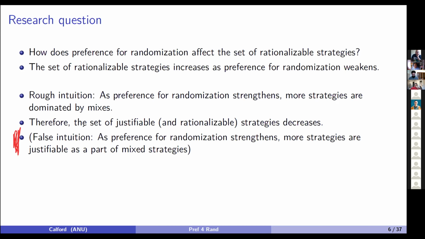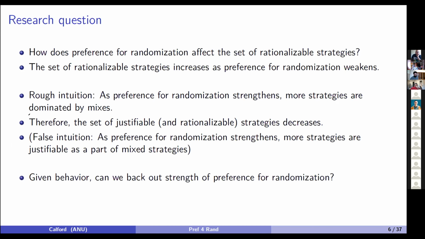Yeah, I'll give a more formal definition later that is a little bit different from that, but the intuition is exactly that. And the other side of my research question here, being an experimentalist, is: if I see some data on people's behavior in a game, can I back out what their strength of preference for randomization must have been? And the answer is that we can find an upper bound on their strength of preference for randomization from their behavior in a game. I'll go through a couple of examples and show how that works out.